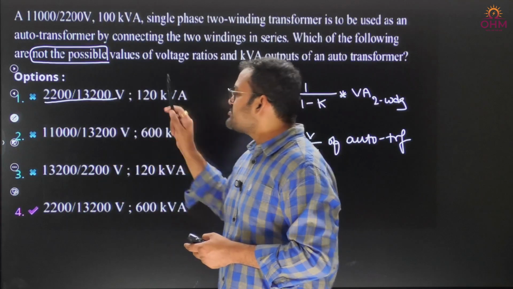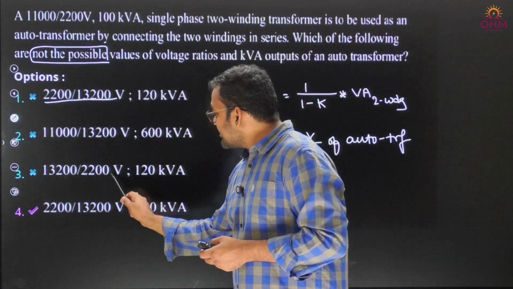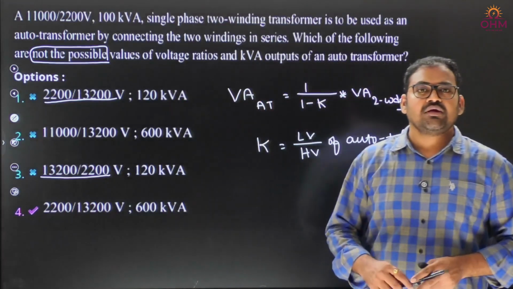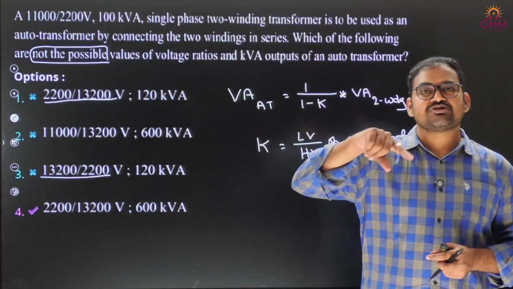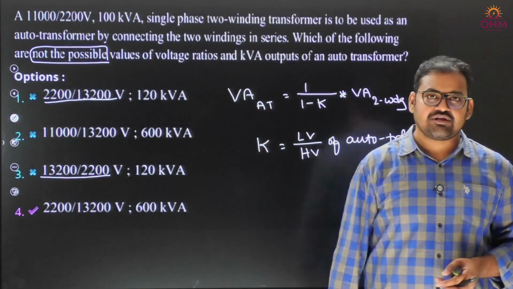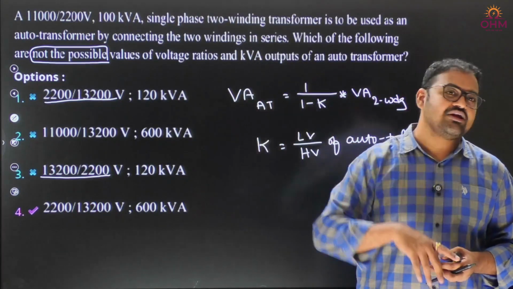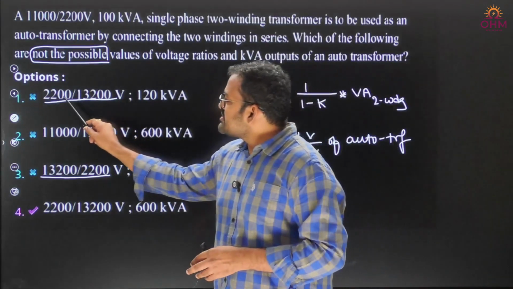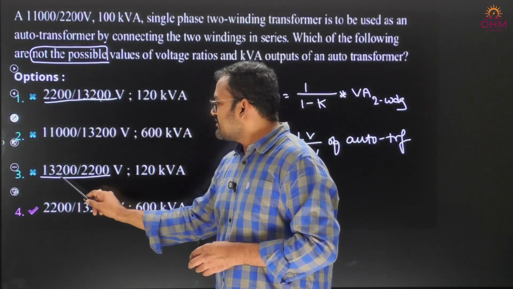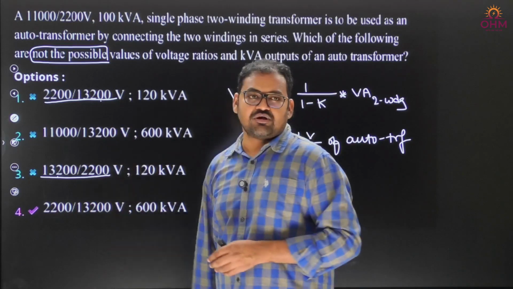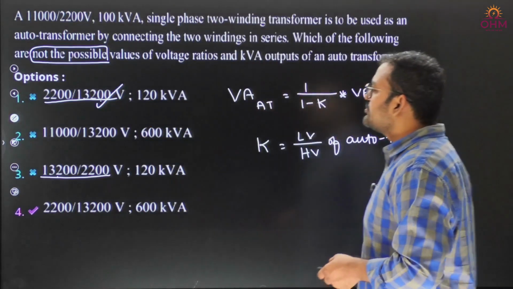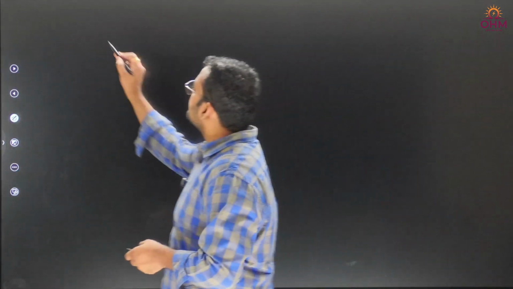Now, if you look at the 4 options given here, 2200 by 13,200 and also 13,000 by 2,200. Remember guys, in a transformer, whether it is a step up connection or step down connection, VA rating will be same, right? Whether it is from low voltage side or high voltage side, VA rating will be same. That means 2200 by 13,200, 13,200 by 2,200, both will have same VA rating. Let us calculate that, okay? I will consider the first one, 2,200 by 13,200.